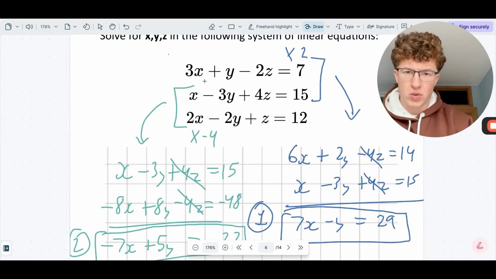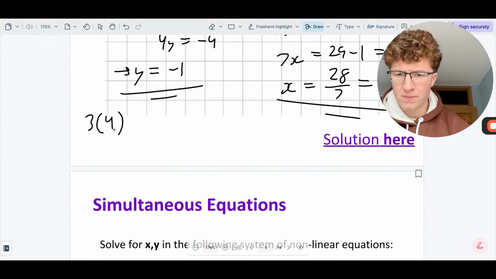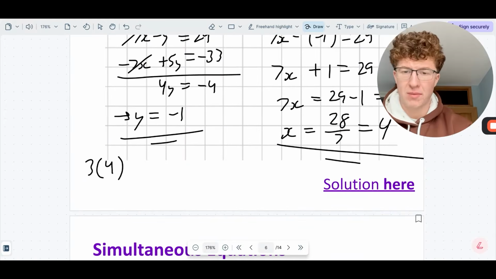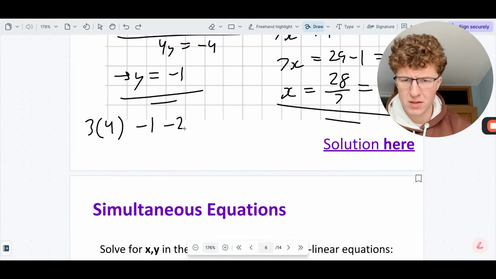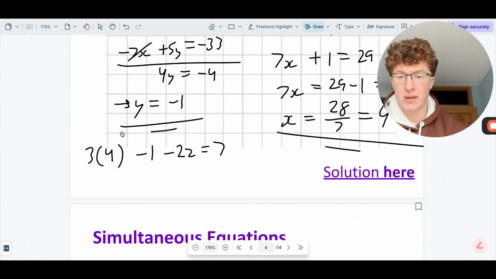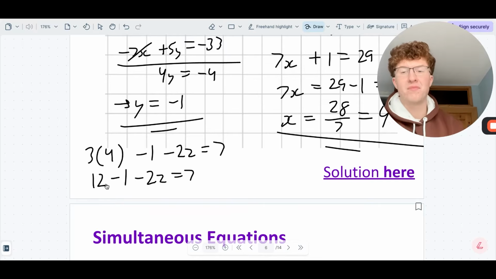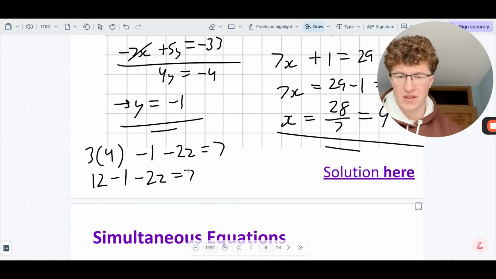I'll fill into this top one, I guess. So it's going to be 3x, so 3 times 4, plus y minus 2z. So y is minus 1, minus 2z is equal to 7. Perfect. Now, 3 times 4 is 12 minus 1 minus 2z is equal to 7.